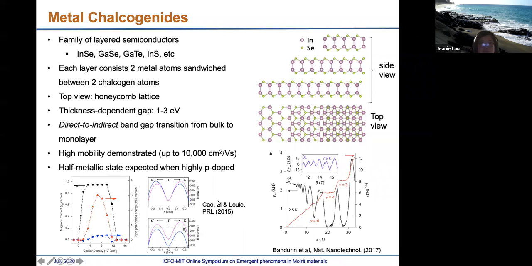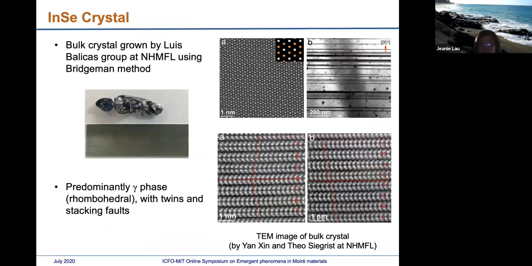So there are many reasons for studying the metal chalcogenides. For example, apart from monolayer, even bilayers will have a direct band gap. So this is good for optoelectronic studies. If we can achieve this 100% spin polarization, that will also be great for spintronics devices. So that's our motivation.